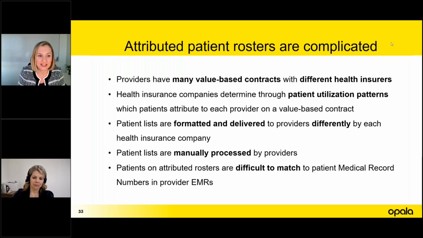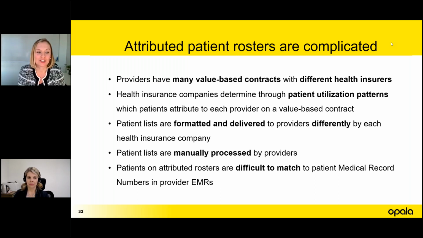Most health plans don't have PCP assignment. So the way value-based care works is payers use that patient's utilization patterns. They look at where that patient's going to the doctor most, and then they apply logic to say, okay, based on where that patient is going, they're a MultiCare patient or they're a patient of provider X. So because that's happening inside the analytic walls of a health plan, they then need to get that list over to those providers to say, okay, we're on a value-based contract, here's your patients.